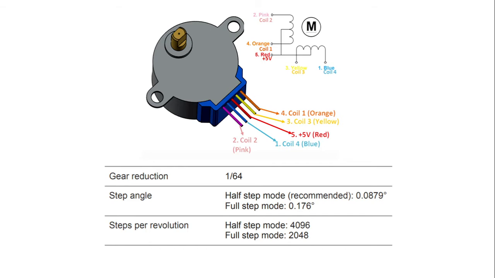So as you can see here, we have this stepper motor, and according to the internal schematic, which has a red or positive 5 volts center tap at the coils, this is a unipolar stepper motor. Now for this model, we have a gear reduction of 1:64, and a step angle at full step mode of 0.176 degrees, and steps per revolution at full step mode is 2048 steps.